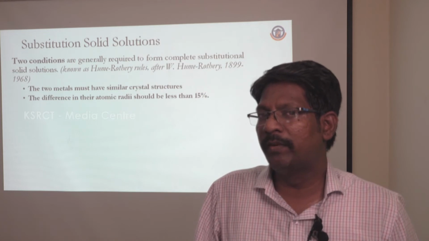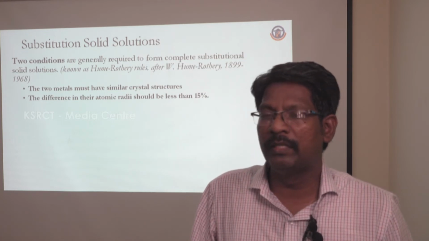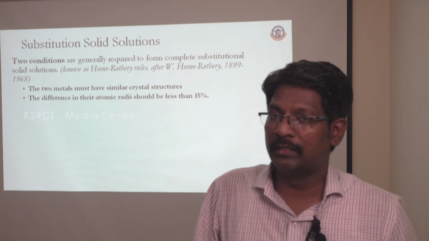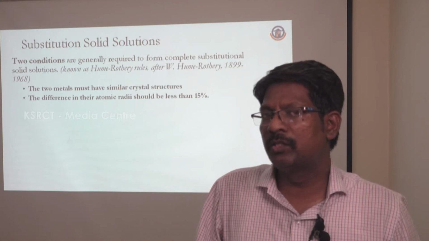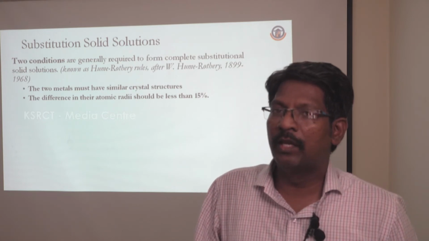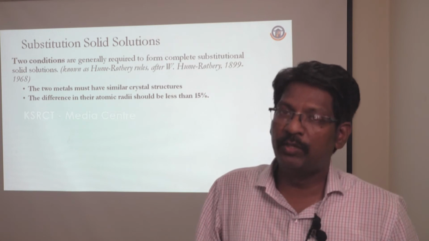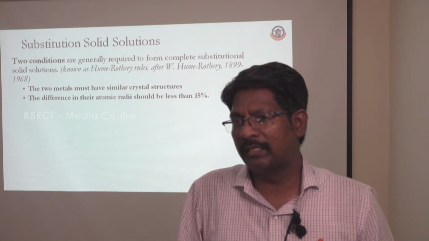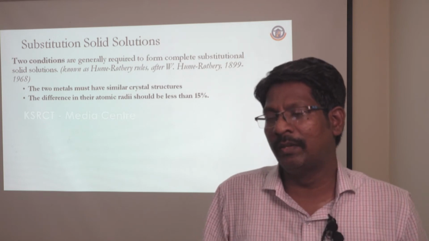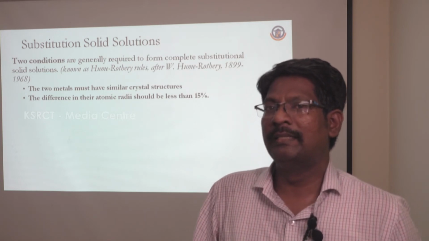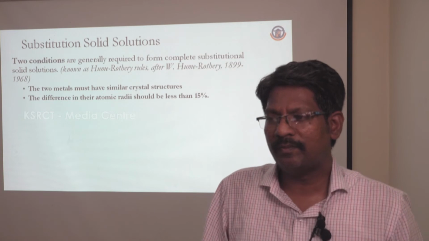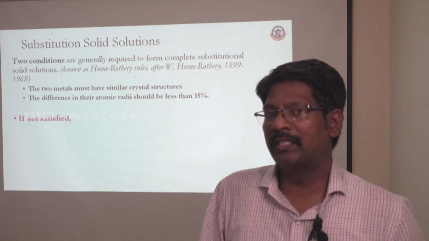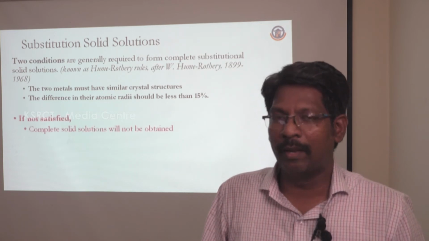That is, the variations between the diameter of the atoms should be within the range of 15%. So these conditions should be matched in order to get the substitutional solid solutions. Okay, in such a case a question arises: if the two conditions are not satisfied, what will happen? So if the conditions are not satisfied, what will happen?